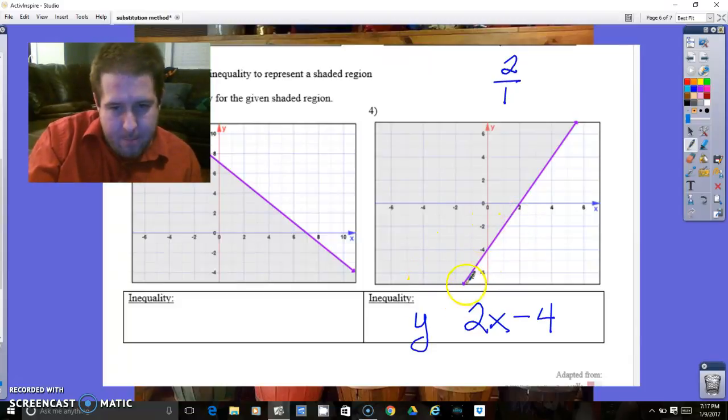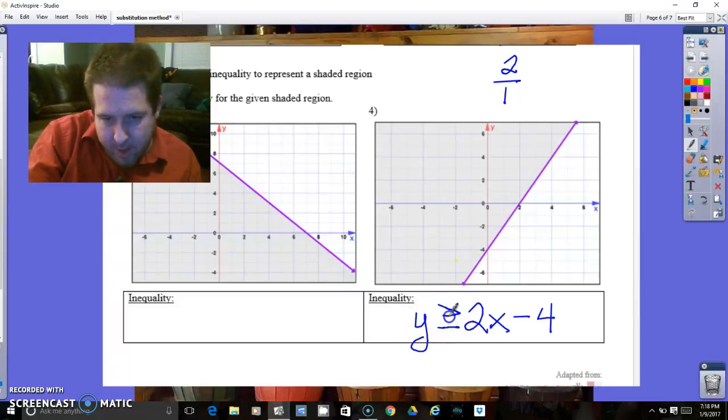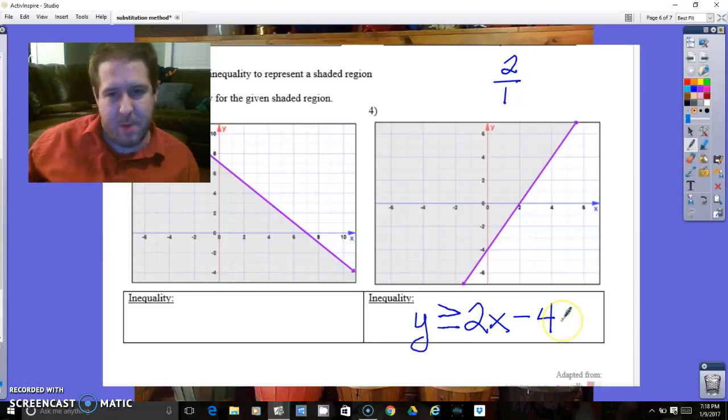All right, so then the boundary line is solid, so it's or equal to. And this time, everything that is above the line is the answer. So that means the answer is greater than or equal to 2x minus 4.